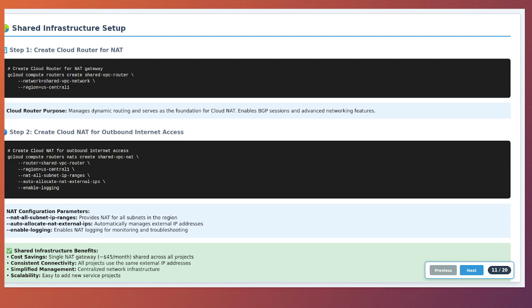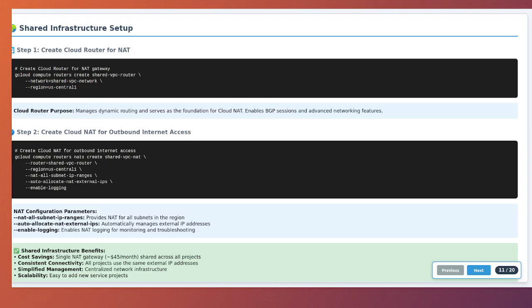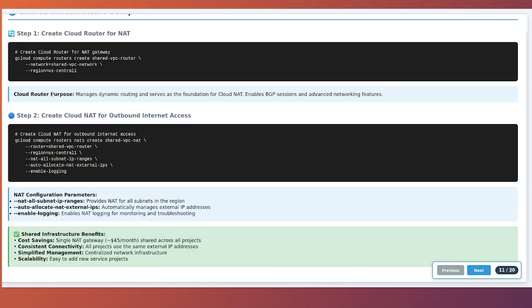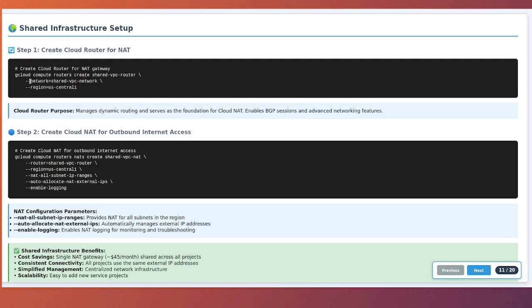Infrastructure setup. Now, we'll set up the shared network infrastructure that all service projects will use. This is one of the key benefits of shared VPC. Expensive network resources, like NAT gateways and VPN connections, are shared across all projects. The cloud router is the foundation for dynamic routing in Google Cloud. It manages BGP sessions and enables features like Cloud NAT. Think of it as the brain that handles routing decisions for your VPC.